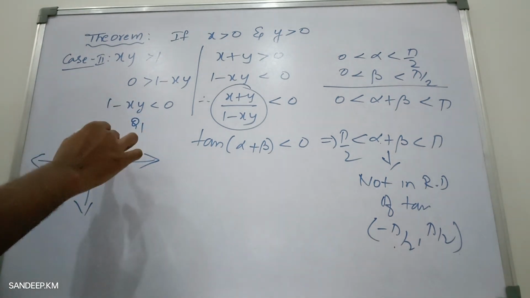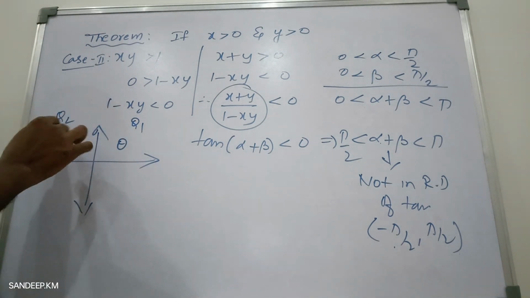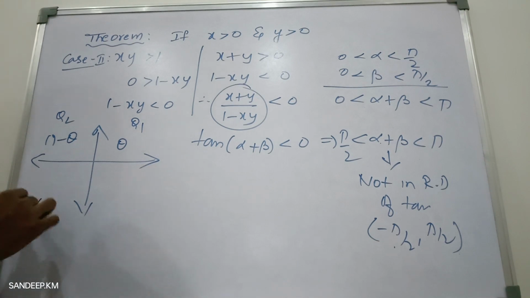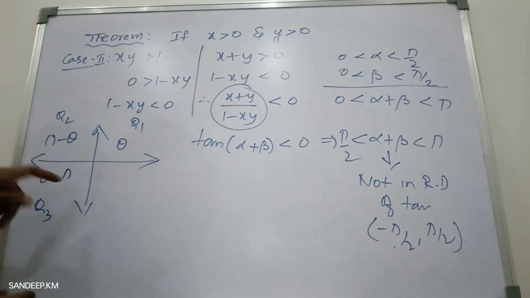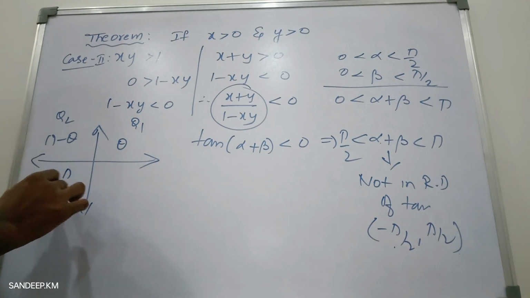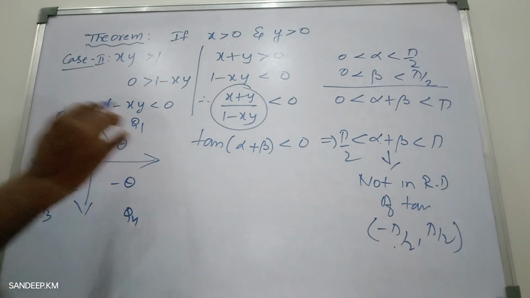So the first quadrant angle is taken as theta. The second quadrant angle is taken as pi minus theta. The third quadrant angle is taken as theta minus pi. If theta minus pi doesn't work, you can try with pi plus theta. Okay, now keep this in mind. But generally I will take theta minus pi. And the fourth quadrant angle is minus theta.